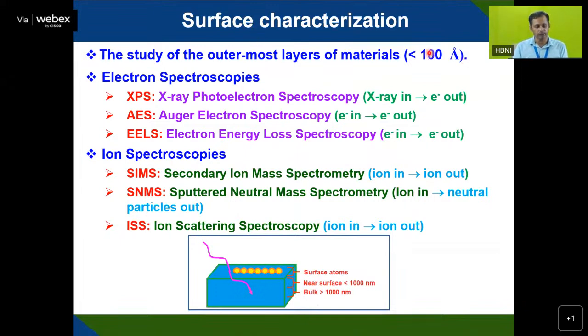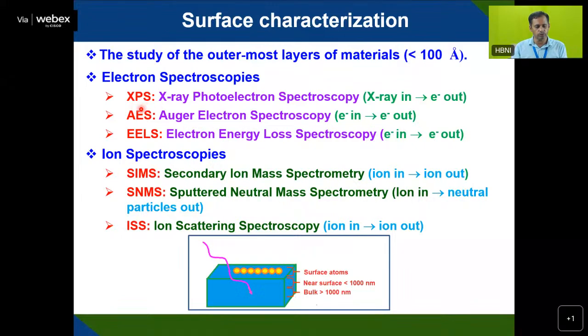Surface characterization means the study of the outermost layer of a material, that is, only the top surface. Within less than 100 angstrom from the bulk, that is, from the top surface within the 100 angstrom length scale, we generally call it a surface structure. This surface characterization can be performed by both electron spectroscopies as well as ion spectroscopies.